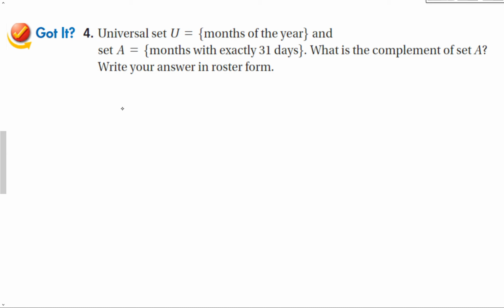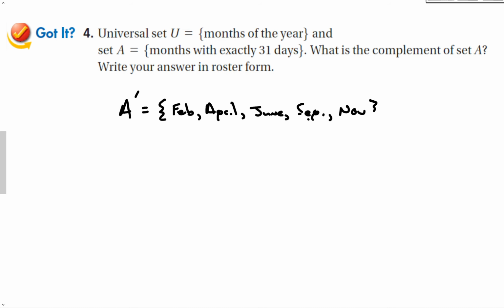So what is the complement of A? A prime is going to be equal to February, which has 28 days, April, June, September, and November. All are months with 30 days, except for February, which has 28.